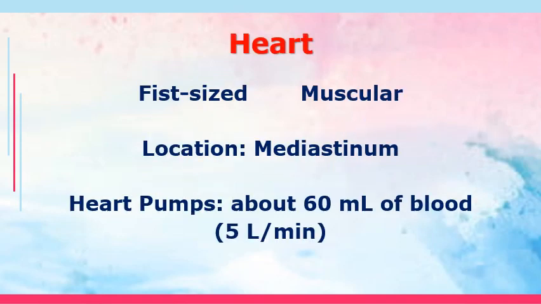The heart. A quick estimate of the size of your heart is that of your fist. It's considered to be a hollow muscular organ which is located at the center of your thorax. It occupies the space that you refer to as the mediastinum, and we know that the mediastinum is just between your lungs. Your heart approximately weighs 300 grams. Now, your heart pumps about 60 ml of blood per beat. That is about 5 liters per minute.